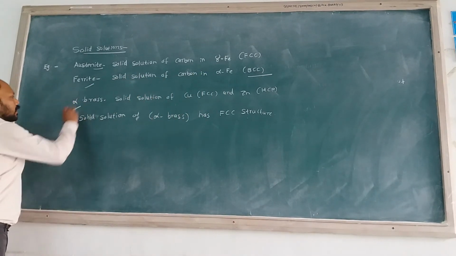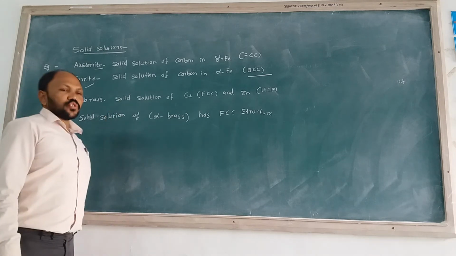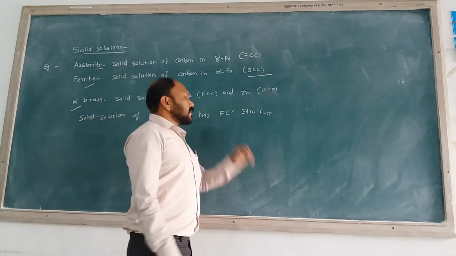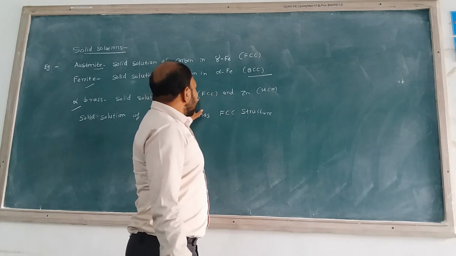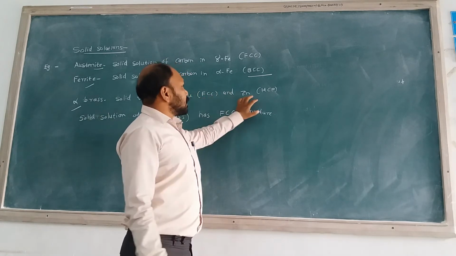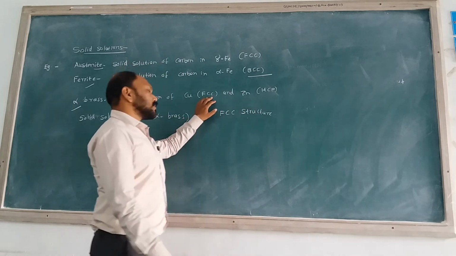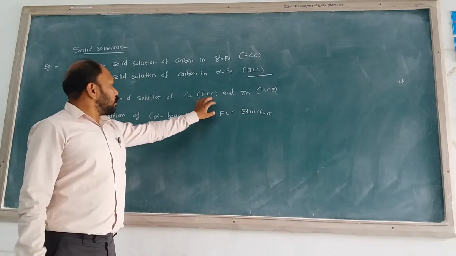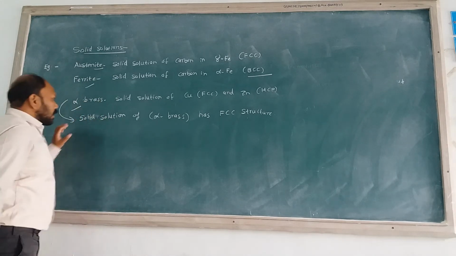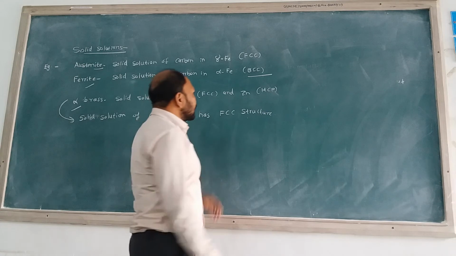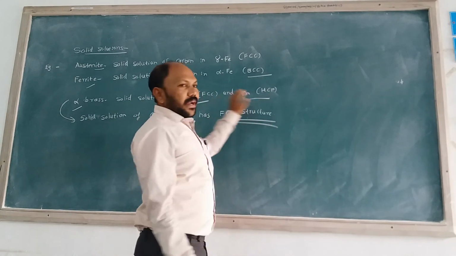If we see the third example, this is alpha brass, which is a solid solution of copper, that is FCC, and zinc, that is HCP. If we consider, the copper crystal structure is FCC and the zinc crystal structure is hexagonal close pack, that is HCP. This FCC is face centered cubic structure. So in case of this alpha brass material, the solid solution of alpha brass has FCC structure. So these are the two components, copper and zinc.